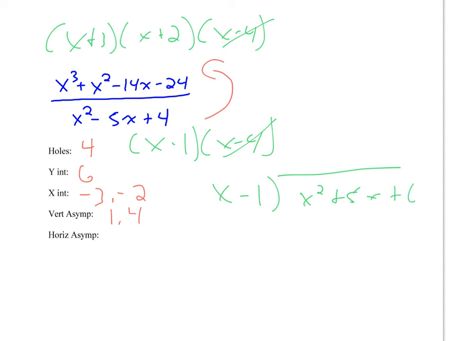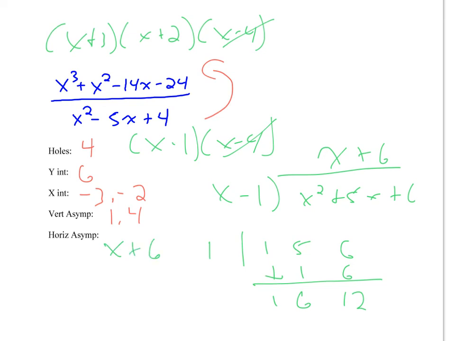Okay, we can actually do this now synthetically, much easier. So I'm going to do 1 into 1, 5, 6. Bring the 1 down. I have 1. 1 times 1 is 1. 5 plus 1 is 6. 1 times 6 is 6. I have a remainder of 12, and that's really not important. Most importantly, my quotient is going to be 1x plus 6. So that is my slant asymptote, x plus 6.